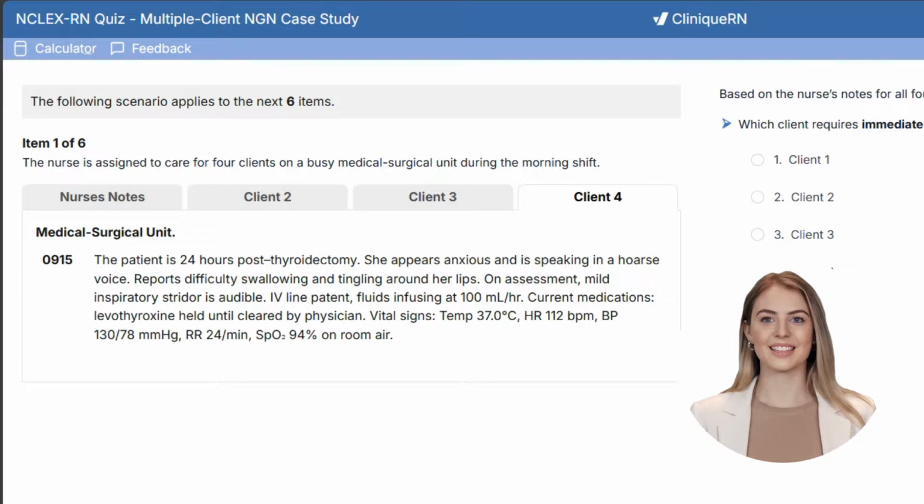Vital signs. Temperature 37.0 degrees Celsius. Heart rate 112 beats per minute. Blood pressure 130 over 78 millimeters of mercury. Respiratory rate 24 per minute. 94% peripheral capillary oxygen saturation on room air.